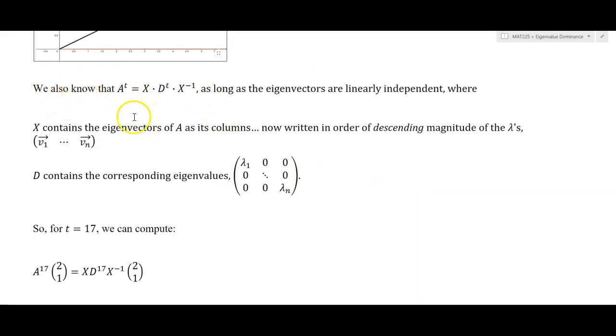And before we get into the diagonalization theorem, I also want us to recall that if you want to take A to the t power, you could use the diagonalization and write it as X times D to the t times X inverse, as long as the eigenvectors are linearly independent, where, remember, the X matrix just contains the eigenvectors of A as its columns, now written in order of descending magnitude of the lambda. So we've said that we're going to call lambda 1 the dominant eigenvalue, so we'll list v1 through vn, which corresponds to the D matrix, which will have along its diagonal lambda 1 through lambda n, and then zeros everywhere else.